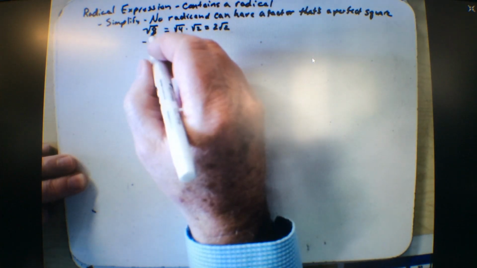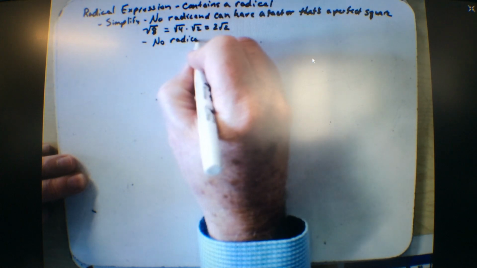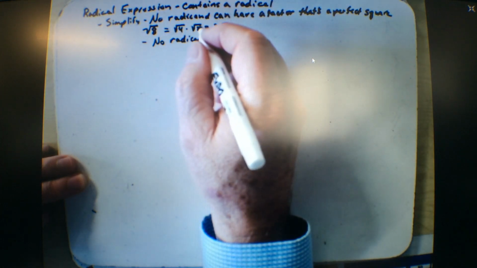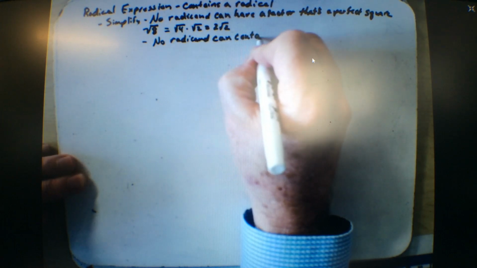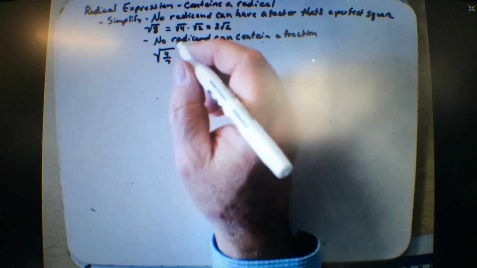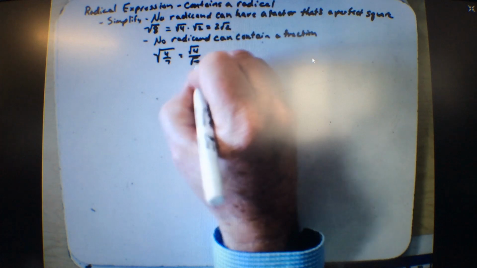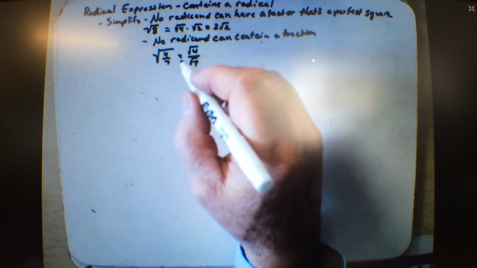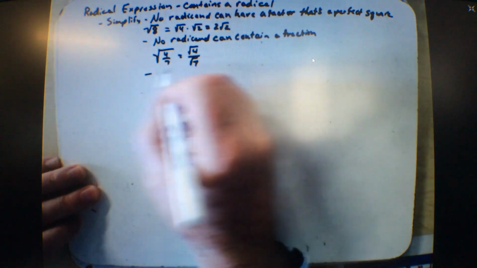All right? The second thing is no radicand can contain a fraction. All right? So if you have the square root of 4 sevenths, can't do it. This is really the square root of 4 over the square root of 7. This is not considered simplified. Okay? Because now this brings up the third one.